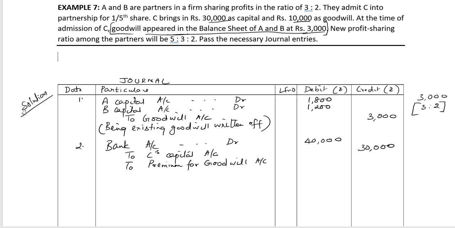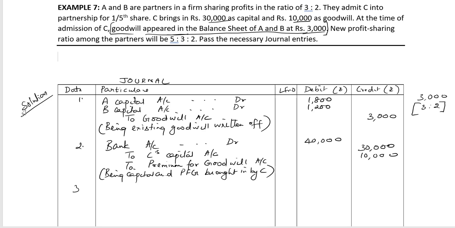Account 10,000 rupees. Narration being capital and premium for goodwill brought in by C.